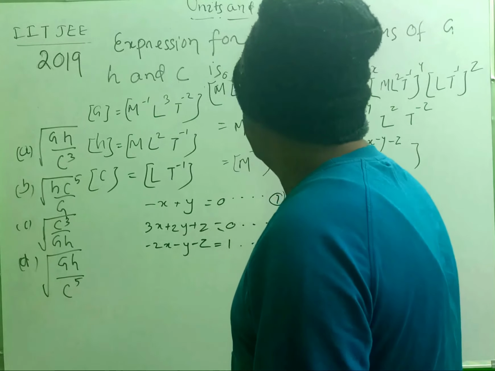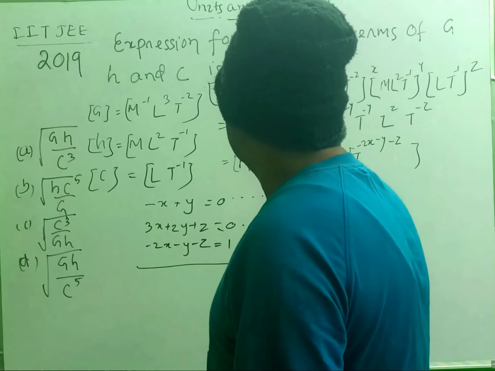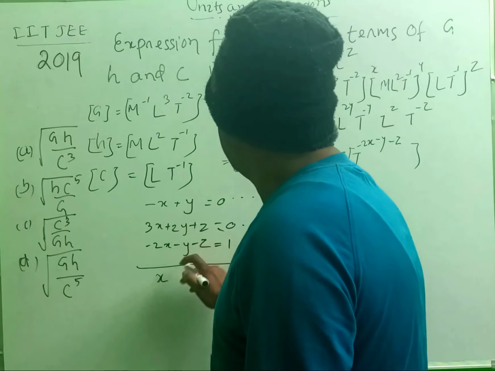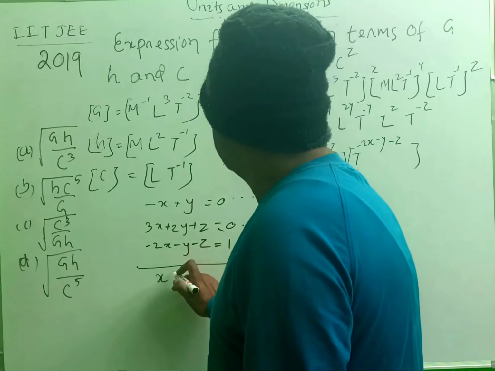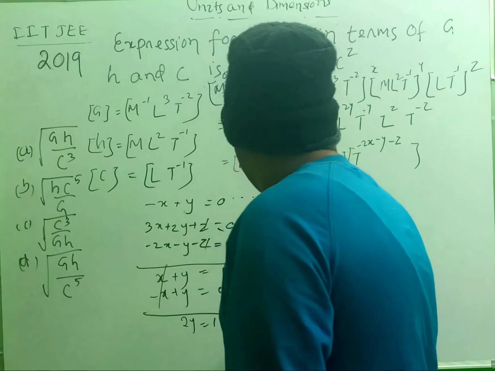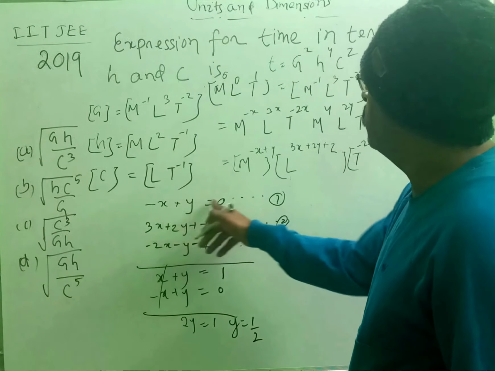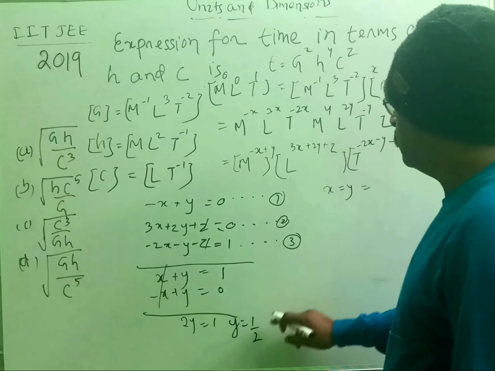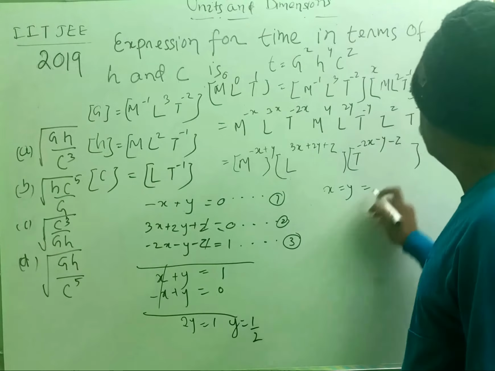So if we add equations 2 and 3, what do we get? 3x minus 2x is equal to x, 2y minus y is equal to plus y, z minus z cancels out, and 0 plus 1 is equal to 1. So x plus y is equal to 1. Now from equation 1, minus x plus y is equal to 0. If we add these equations, we get 2y is equal to 1, or y is equal to half. Okay, student. But from equation 1, we get x is equal to y. So what is the value of y? Y is equal to half. So x is half and y is half.